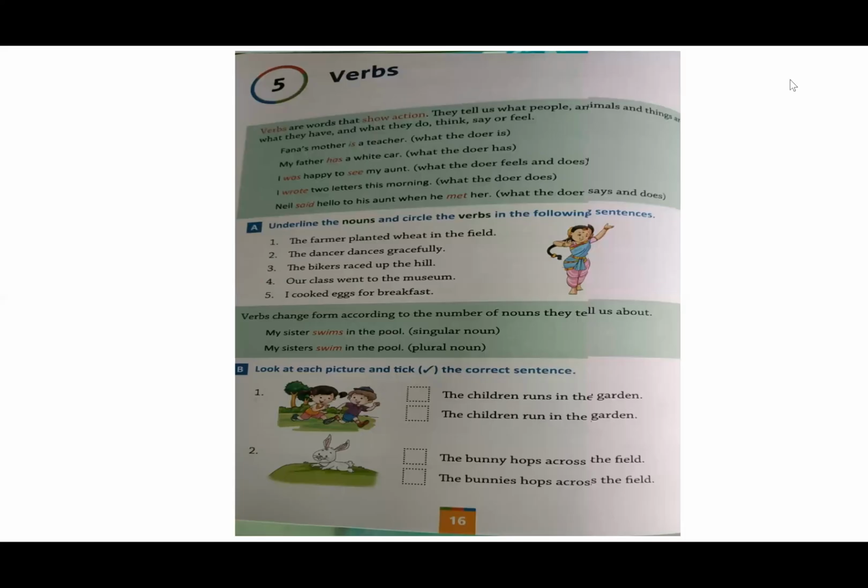Children, the next topic in English grammar, that is English language, is verbs. Verbs are the most important part of speech. Okay? They are the most important part of a sentence. No sentence is possible without a verb. So please be very attentive while I explain.